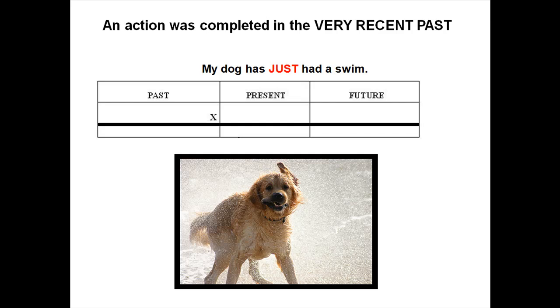The fourth situation is when you refer to an action that has happened such a very short time ago that somehow it is still connected to the present. In the case of my dog has just had a swim, the swim has just ended. The past is connected to the present because of its proximity, and the adverb typical of this situation is just.